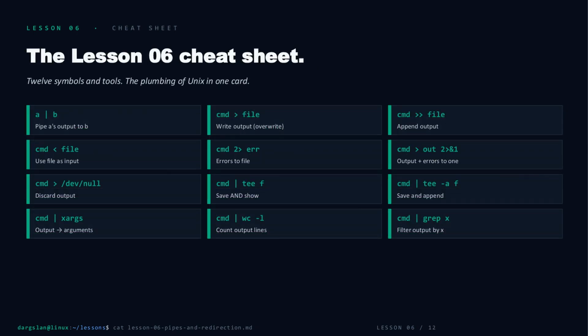And here it all is on 1 card. 12 little patterns that cover 90% of what you'll ever do with pipes and redirection. Screenshot this one. The left column is pipes, the middle is writing and capturing, the right is the power moves. Appending, merging streams, and filtering. Once these shapes feel automatic, you're not memorizing commands anymore. You're thinking in Linux.